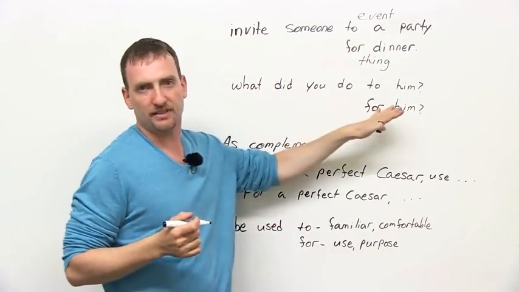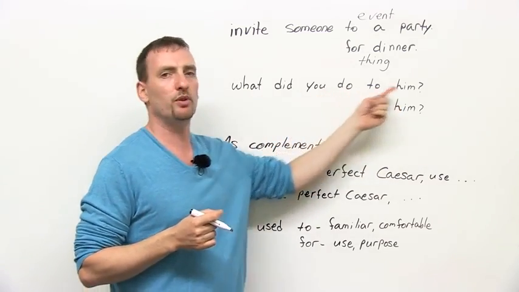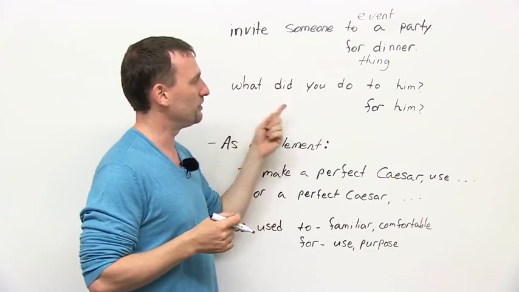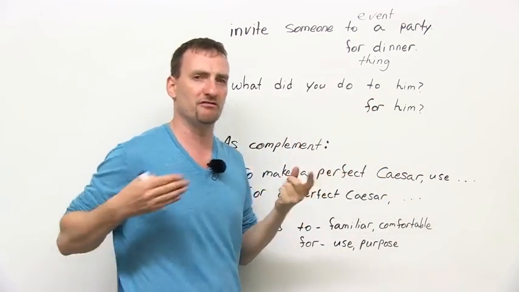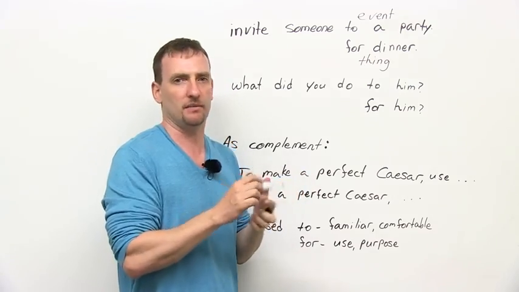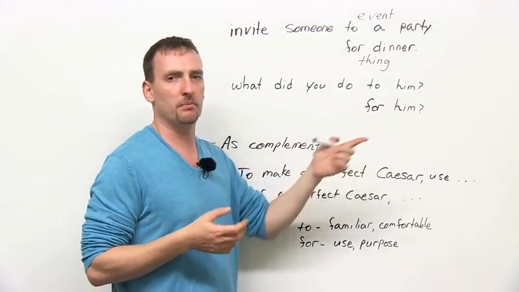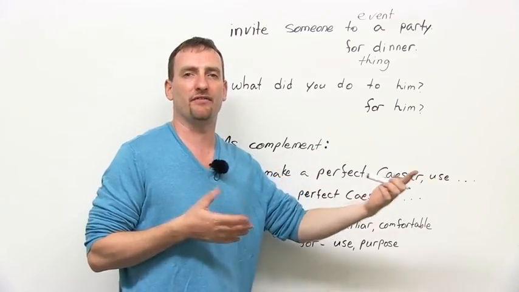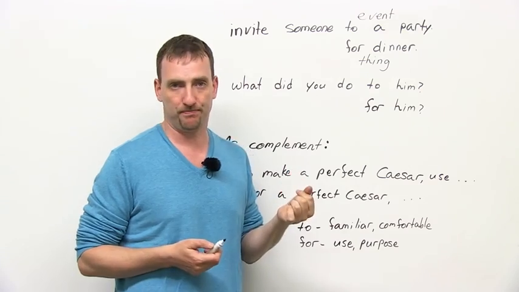Now, I put this in a question form and you'll understand why in a second. What did you do to him? What did you do for him? The first one, what did you do to him, means you directed some sort of action at him. I yelled at him. Okay? What did I do for him? I did something on his behalf instead of him. Okay? I took the test for him.